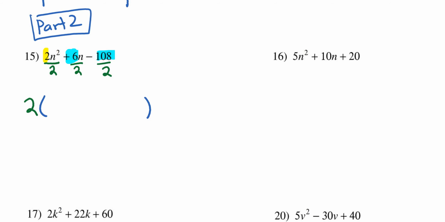Okay, and then ask yourself, well, 2 divided by 2 is 1, so now you're left with n squared. 6 divided by 2 gives you a 3, so this will be plus 3n. Here's a minus sign, so that's a minus sign. And 108 divided by 2 is going to be 54. All right, so if you don't have a leading coefficient of 1, then you need to factor out the greatest common factor. And in this case, the greatest common factor was 2.